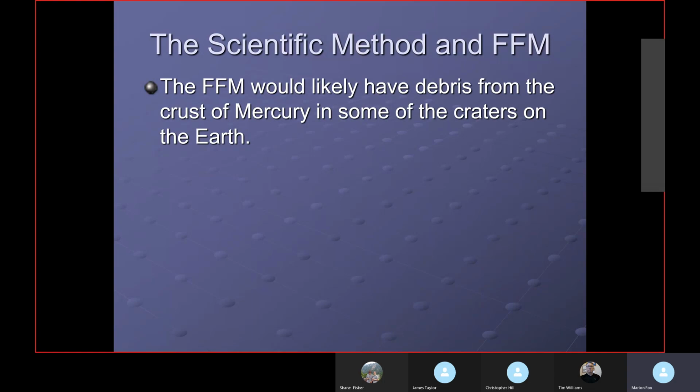Here's a prediction I'm making that has not been tested. My model would likely have debris from the crust of Mercury in some of the craters on the Earth. I believe there's a strong likelihood that the greater gravity of the Earth would have bombarded Mercury and removed most of its crust. And in fact, Mercury doesn't have much of its crust left. Most of its crust is gone, which is what I would predict would have happened. But my model would have this crust in some of the craters on the Earth. If they would drill into the craters and get the material that's there, and look at the amount of various minerals and elements in that crust and in the crust of Mercury, they probably would be very, very similar.